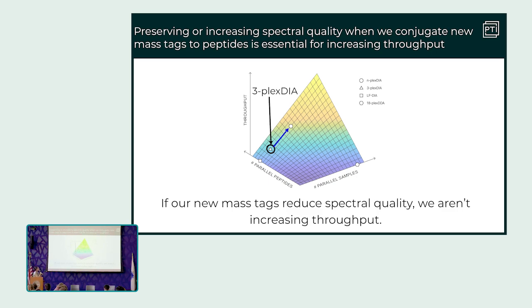We'd like to be able to maintain our data quality, maintain the number of parallel peptides, or increase our data quality, increasing the number of parallel peptides as we multiplex more and more samples. And this will help us reach our goal of multiplicative gains in throughput.